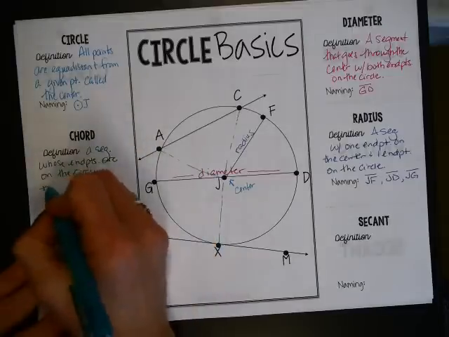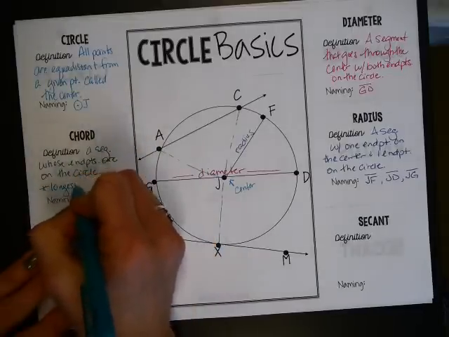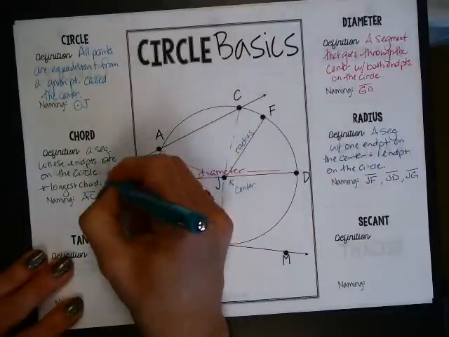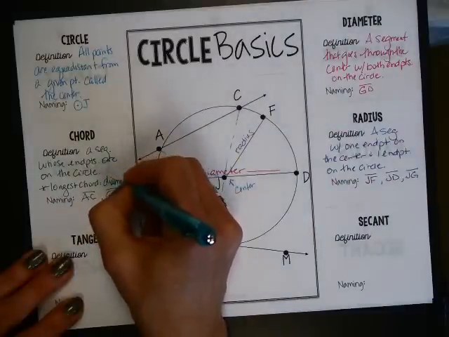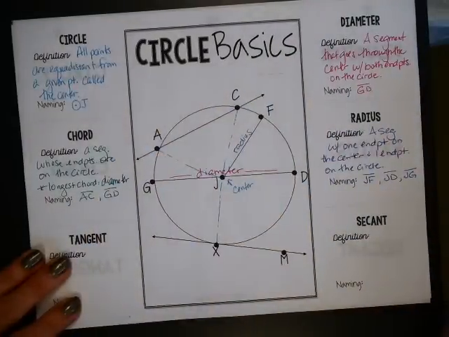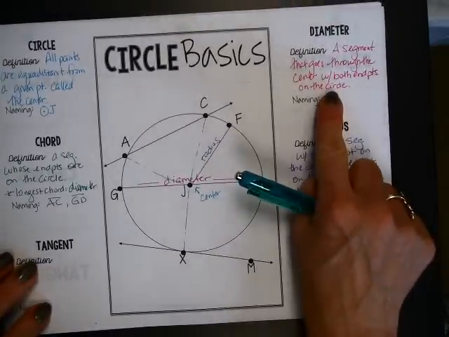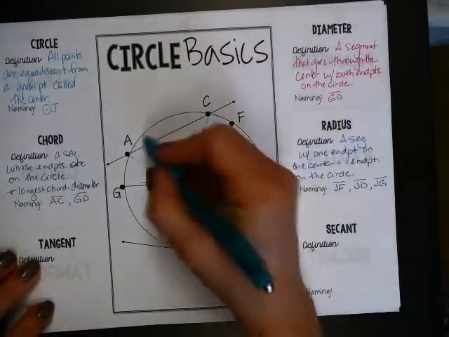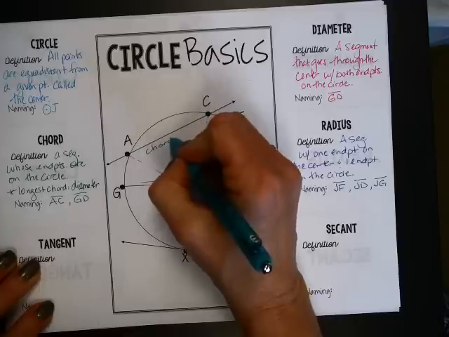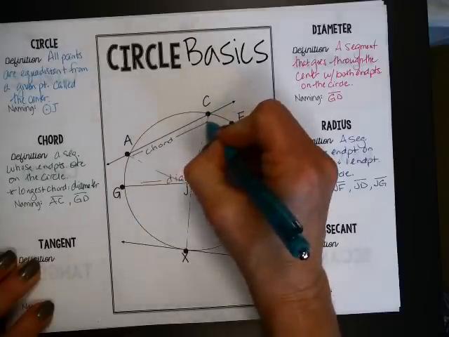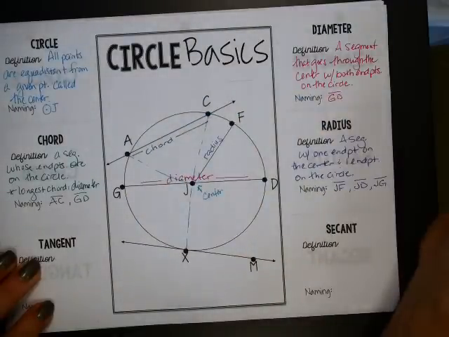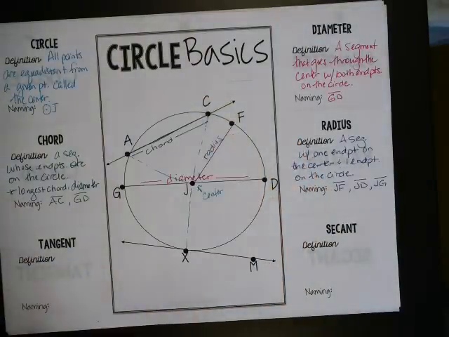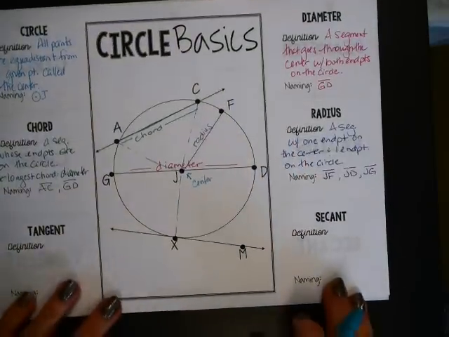So the longest chord in a circle is always going to be your diameter. It is actually a chord because both endpoints are on the circle. So we'll label this one over here is a chord from here to here. Just this part. You know what? Let's go ahead and jump over here to secant.